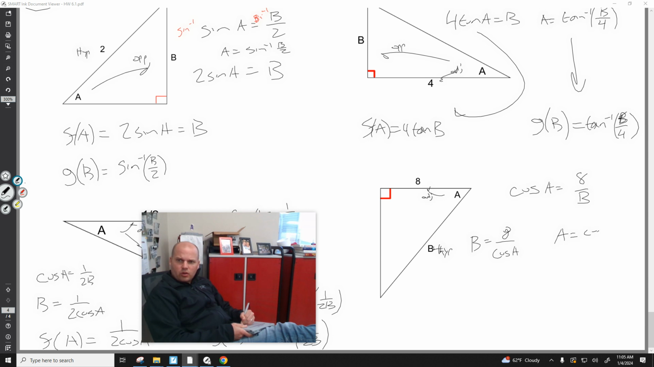A equals cos inverse of 8 over B. These are inverses of each other. F of A outputs B's. Take those B's, divide them into 8, and then inverse cosine. And boom, you'll pop back to A's.